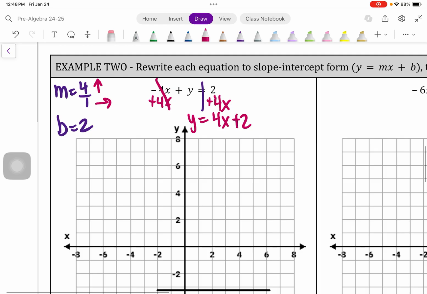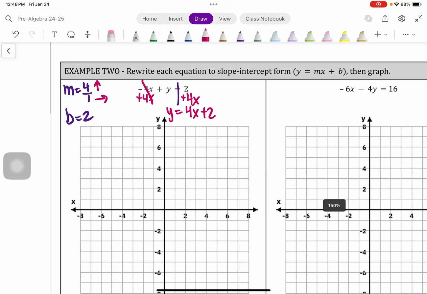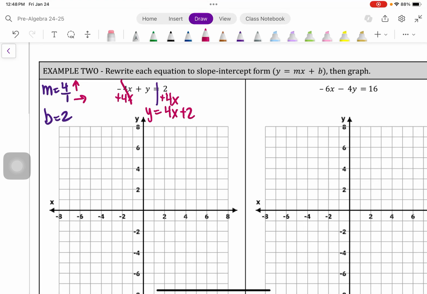So remember, whenever you graph y equals mx plus b, your first point is your y-intercept. So I'm going to find 2 on my y-axis. Then I'm going up 4 and to the right 1 from this point. Slope is your pattern. Up 4 and to the right 1. So I go up 4, right 1.